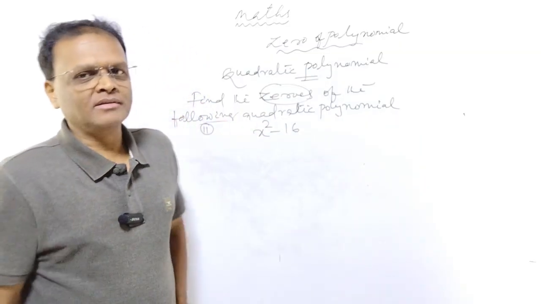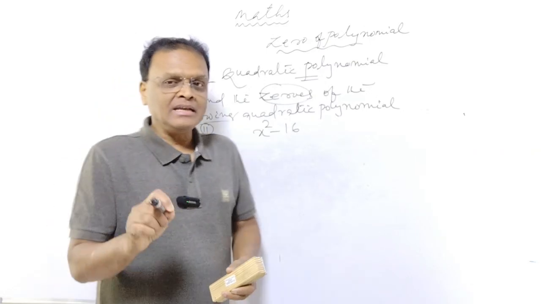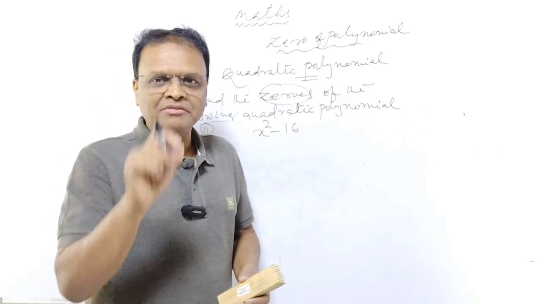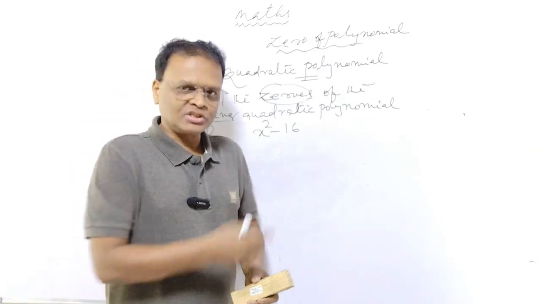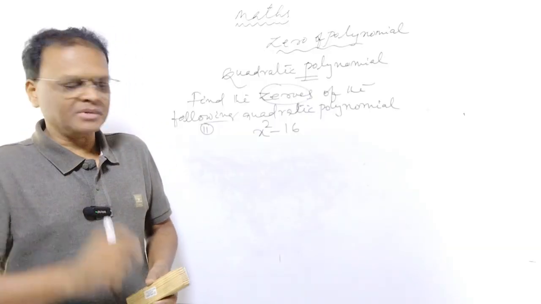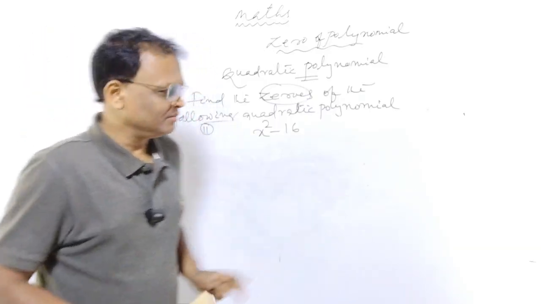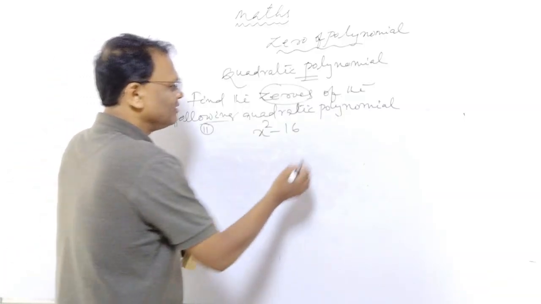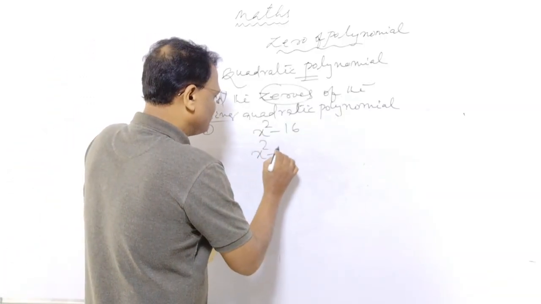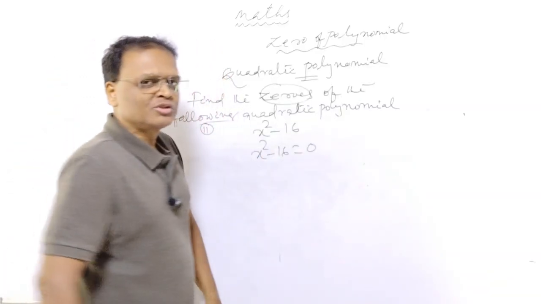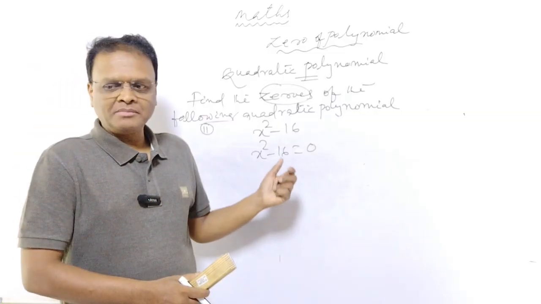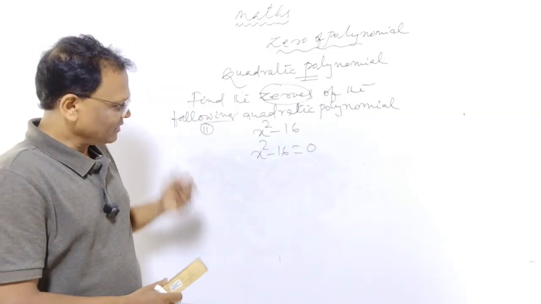Here no splitting is required. Let me remind you, the splitting method is only applicable if there are 3 terms. Just before, what I did is the splitting method. If there are 2 terms, the splitting method is not required at all. So what do I have to do? Very simple. x square minus 16, let me write, equals 0.